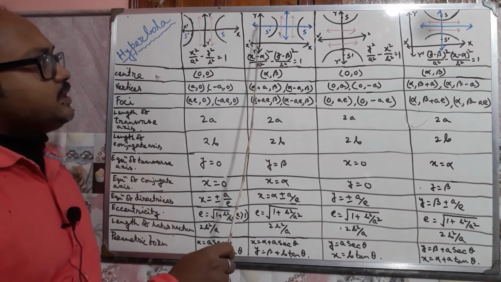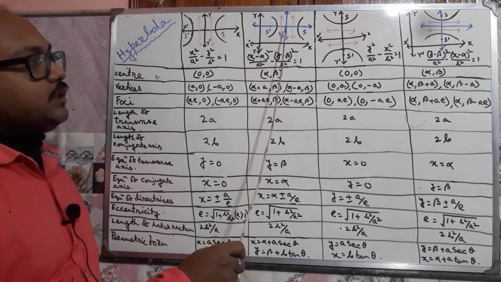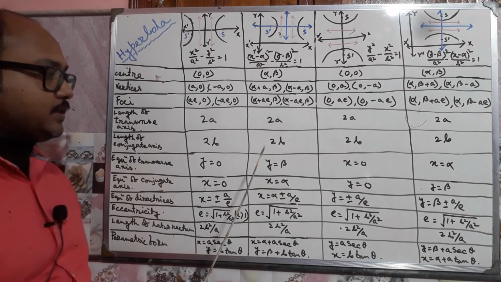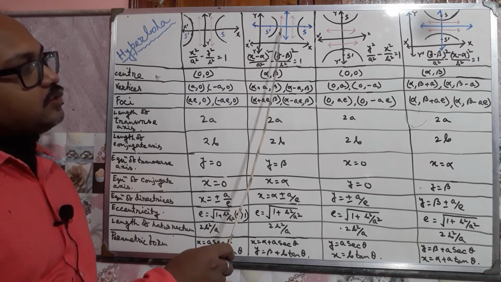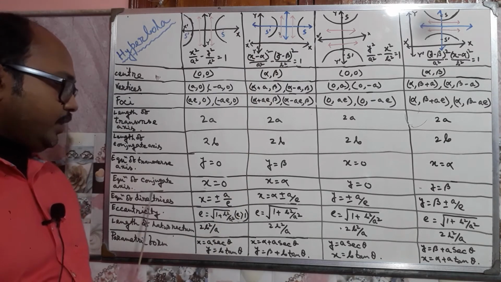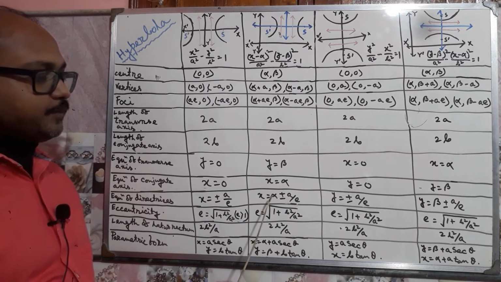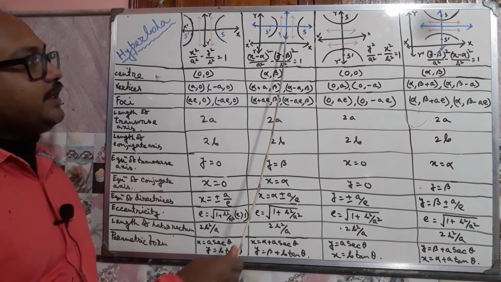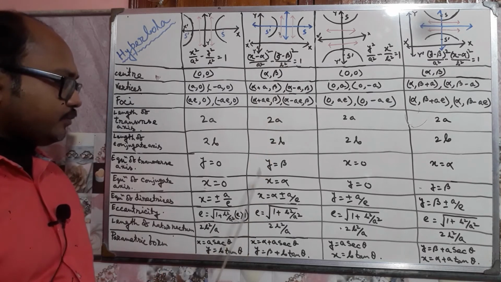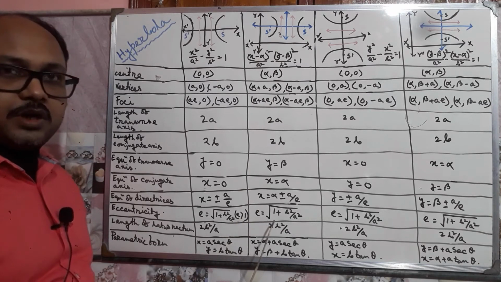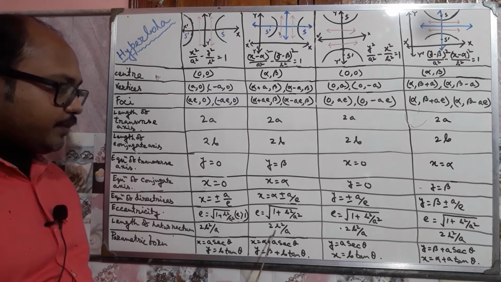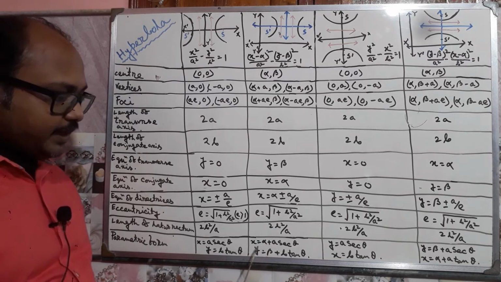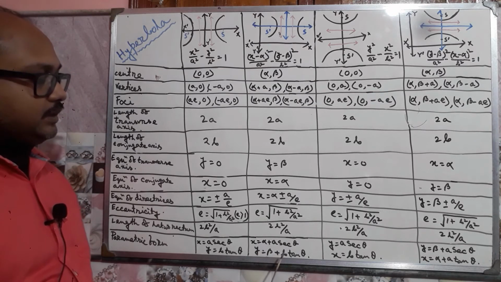Equation of transverse axis, y equal to constant, that is y equal to beta as it is parallel to x axis, and equation of conjugate axis, as it is parallel to y axis, so x equal to constant, that is x equal to alpha. Equation of directrices, that is alpha plus minus a by e, these two red lines. Eccentricity is the same, root over of 1 plus b square by a square. Length of the latus rectum, that is 2b square by a, and that parametric form, that is x equal to alpha plus a sec theta, y equal to beta plus b tan theta.